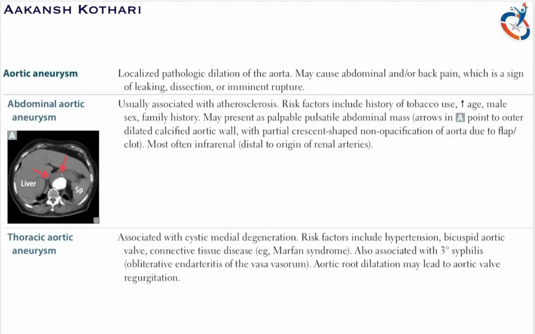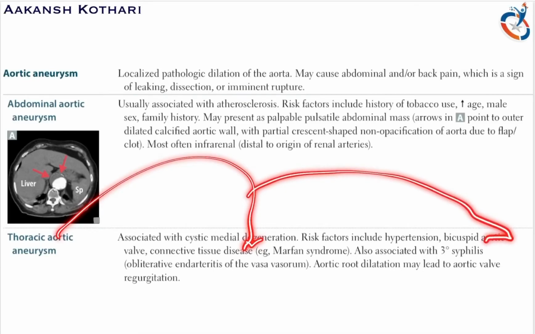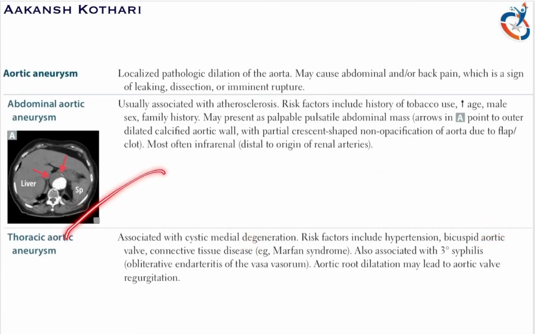Now, due to excessive aortic root dilatation, it may lead to aortic valve diseases like aortic regurgitation. Hence, thoracic aortic aneurysm is associated with aortic regurgitation. So it has majorly three associations, that is connective tissue disorders, tertiary syphilis and aortic regurgitation.